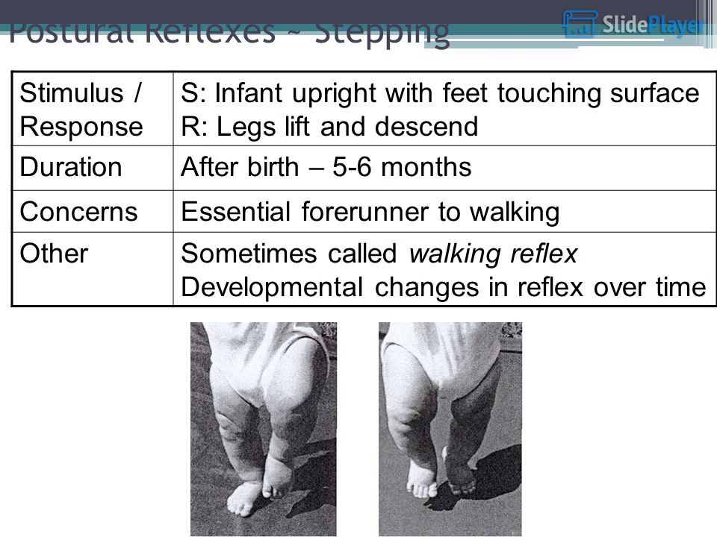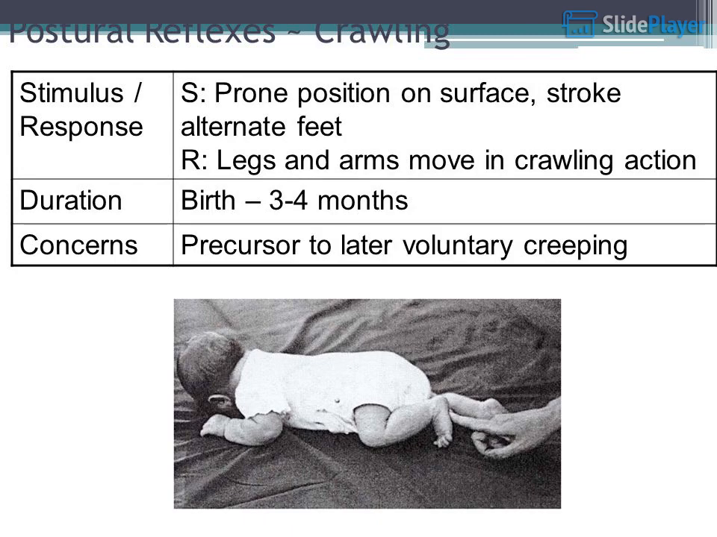Developmental changes in reflex over time. Postural reflexes: crawling. Stimulus, response. Stimulus: prone position on a surface, stroke alternate feet. Response: legs and arms move in a crawling action. Duration: birth, 3 to 4 months. Concerns: precursor to later voluntary creeping.